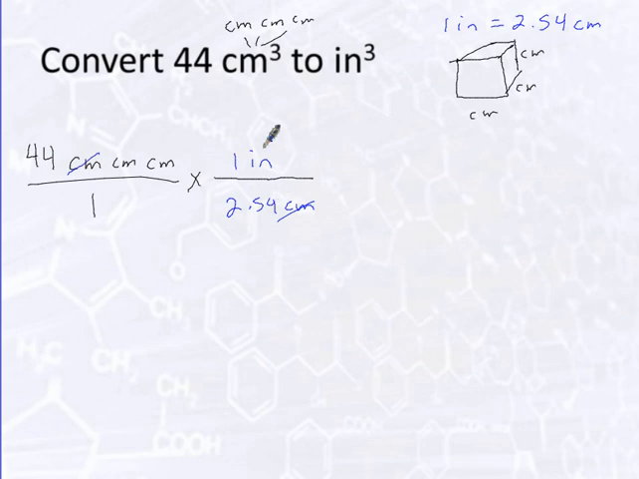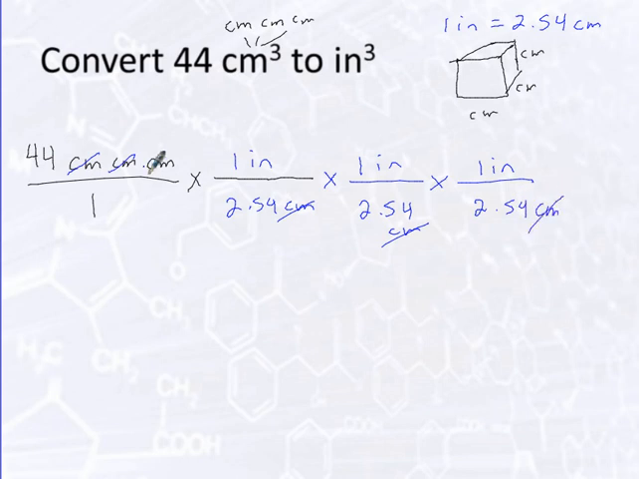So what this means, I have to do this whole thing 2 more times, or a total of 3, to get my centimeters to cancel out. So I'm going to do it a couple more times. So in 1 inch, there's 2.54 centimeters. So that cancels out a second one. And I'd have to do this one more time. So in 1 inch, there's 2.54 centimeters. That cancels out the third one.